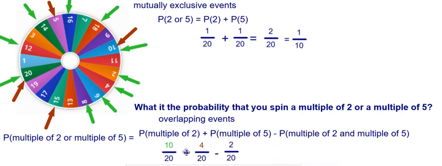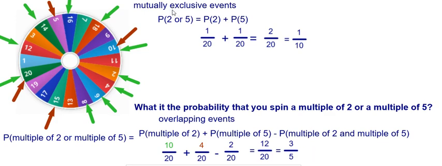So the probability of rolling a multiple of 2, we can see that there are 10 possibles, or 10 different green arrows. So 10 out of 20 possibilities. Probability of rolling a multiple of 5, we have 4 out of 20 because, again, we have 4 different arrows. And then they have 2 common points. So 10 and 20 are both common points. If we do 10 plus 4 minus 2, we get 12, and that's all out of 20. And then when we reduce, we find out that the probability of getting either a multiple of 2 or a multiple of 5 is 3 out of 5.